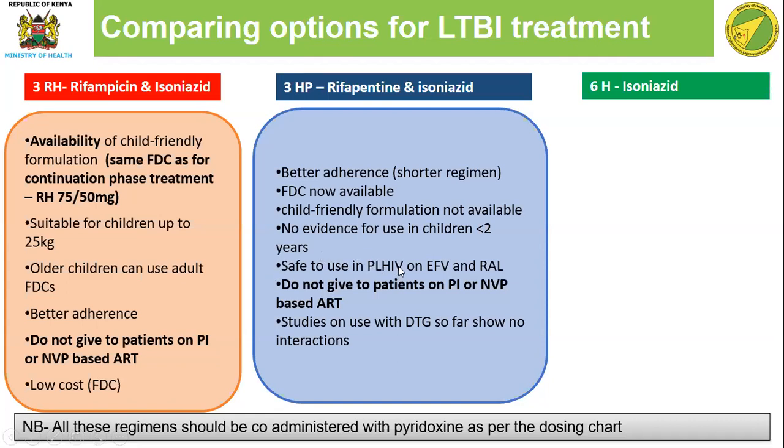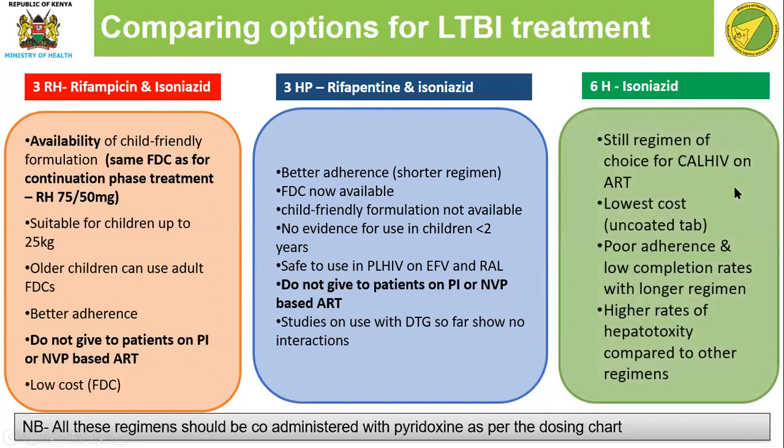It is safe for people living with HIV on the RAL-based regimen, efavirenz, and also on DTG. So far, there's no interaction between 3HP and DTG. Since most of our adults are on the DTG-based regimen, this drug is safe for them. However, any person on PIs or nevirapine-based regimen is not recommended. Or rather, you need to super boost, but we were advised by our colleagues from NASCOP not to recommend the super boosting. Isoniazid has been with us for a long time, so it remains the regimen of choice for children living with HIV on mainly PIs and nevirapine-based regimens.